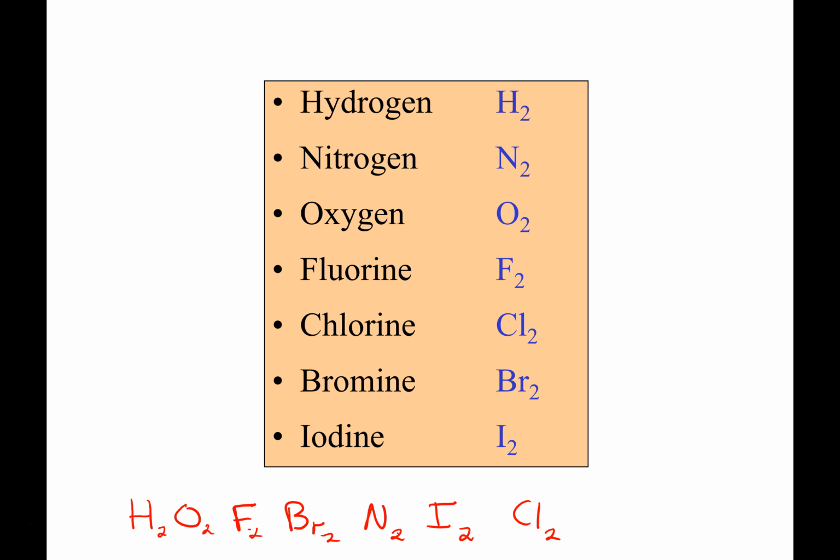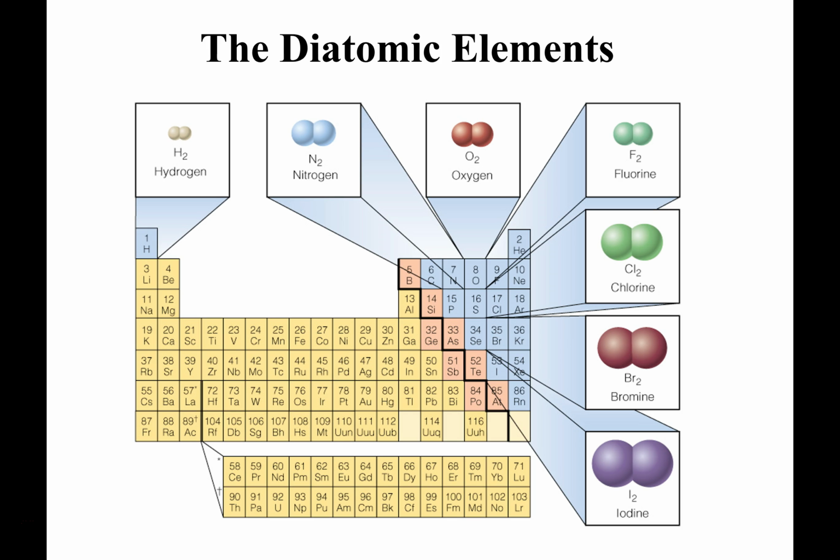I'm going to show you here the periodic table, and you're going to see that actually they're all kind of grouped over there. Okay? So here they are. Here's your 7 diatomic elements, all kind of clustered.